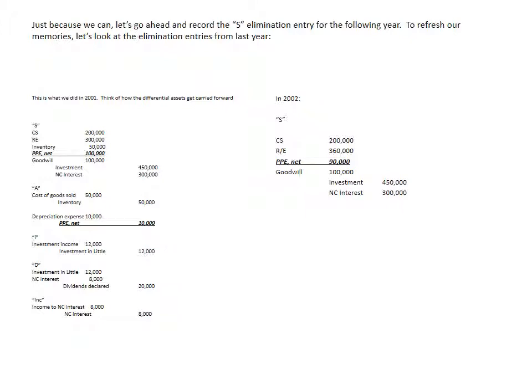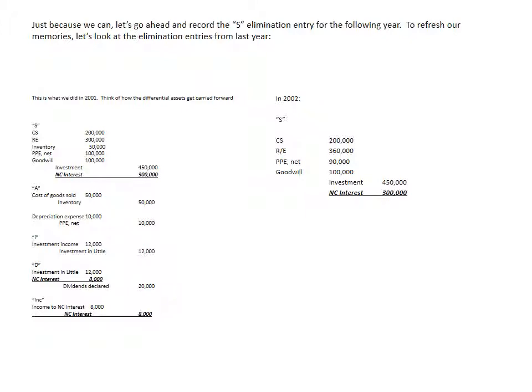Likewise with the property, plant, and equipment net. Last year we debited property, plant, and equipment net for 100,000, and then we credited it for 10,000, giving us 90,000 net being carried forward to the following year. The goodwill we debited for 100,000 in the S entry, and we didn't touch it, so that's still 100,000 being carried forward. Now we get to the non-controlling interest.